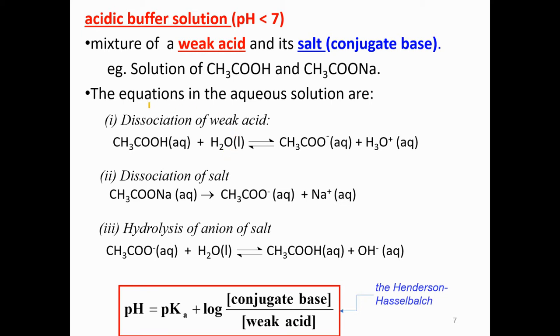Now let's look at the equations that are involved in the buffer solution. First we have the weak acid, which we know will dissociate partially in water. Another one, we have the salt. The salt will completely dissociate, and then we will get the conjugate base. How do we know that it is an acidic buffer? Because the conjugate base will react with water, by hydrolysis, and then will produce weak acid again. So remember, to calculate the pH of a buffer solution, we use pH equals pKa plus log conjugate base over weak acid.